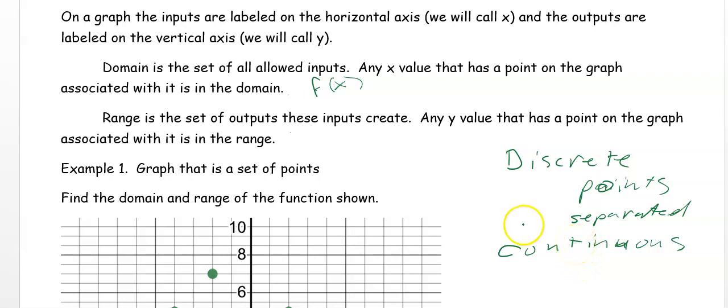When we look at a graph that's points, our domain is going to be a list of x coordinates. When we look at a graph that's points, our range is going to be a list of the y coordinates.